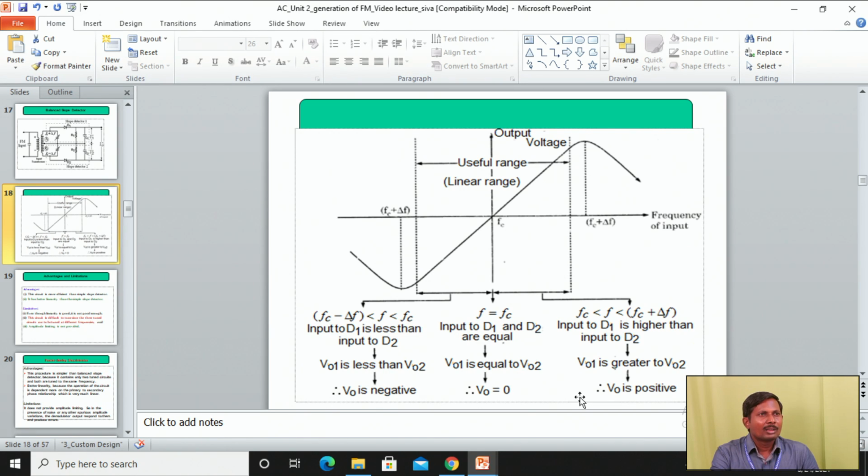After this point, the voltage across capacitor 1 is higher than the voltage across capacitor 2. Therefore, the entire voltage across capacitor 1 and capacitor 2 becomes positive. While considering the frequency, this region is above the cutoff frequency. Therefore, the frequency lies between Fc and Fc plus del F.